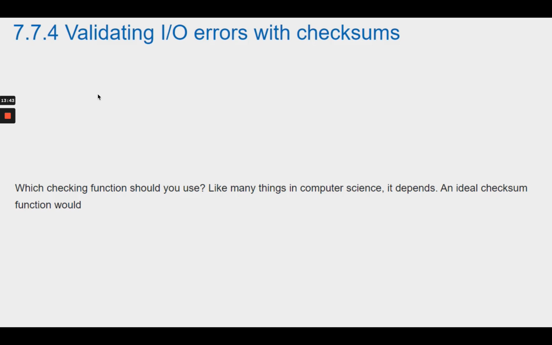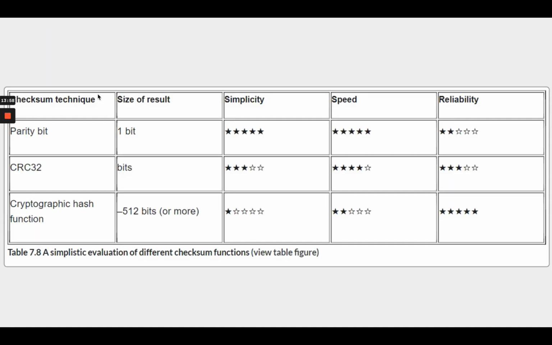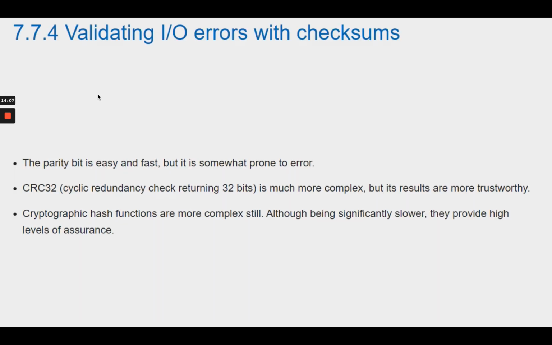An ideal checksum function would return the same result for the same input, always return a different result for different inputs, be fast, and be easy to implement. Table 7.8 compares the different checksum approaches. To summarize, the parity bit is easy and fast, but it is somewhat prone to error.